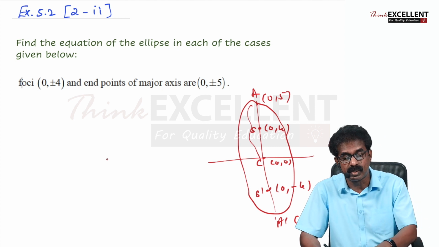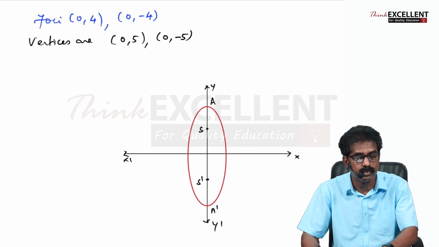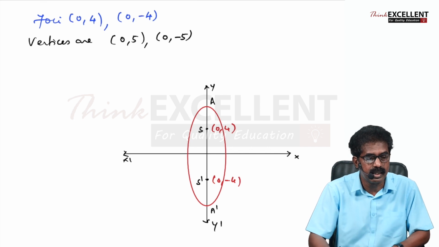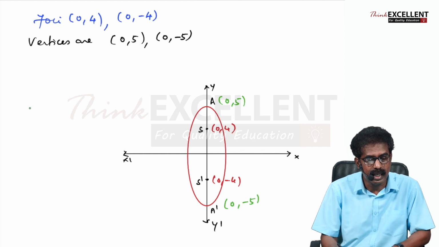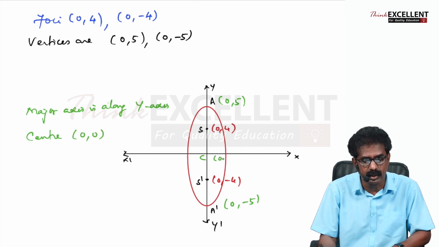So you know A value is 5, right? So this is the diagram. The focus is 0, 4. Another focus is 0, minus 4. And the vertices are 0, 5 and 0, minus 5. So here the major axis is along the y-axis. So here the center is 0, 0. This is the center, it is 0, comma 0.